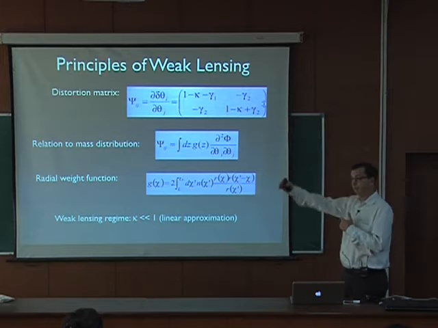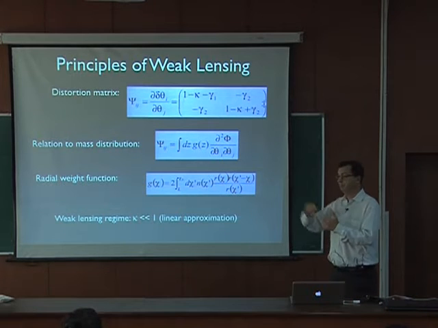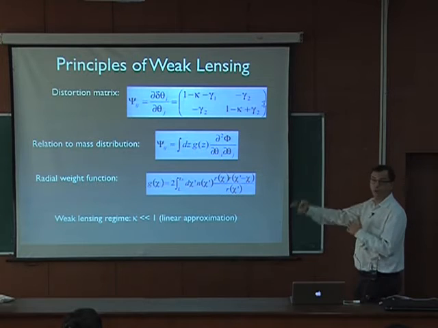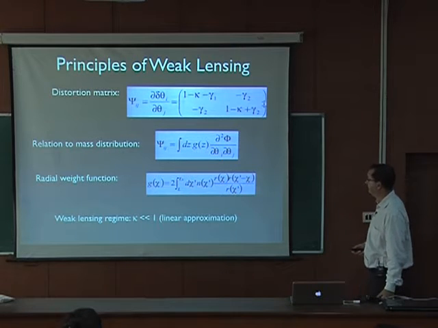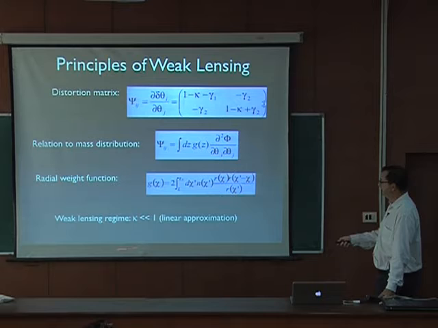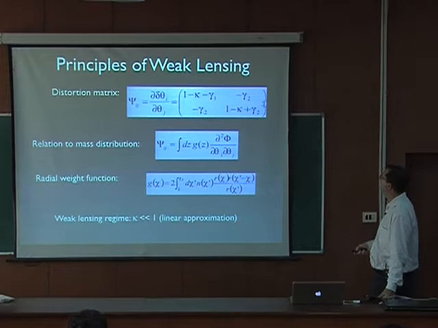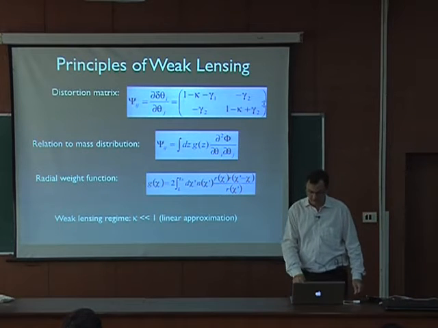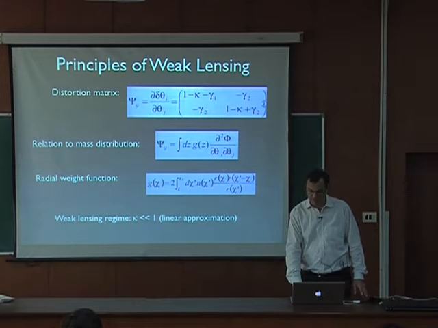But in general, you can consider many galaxies that are lensed, and then what you need is to integrate over the distribution of the redshift of the background galaxies. And as I said, in the weak lensing regime, we assume that kappa and gamma are very small, and it's all linear, and then you can invert the relationship. I'll show you how in a second.